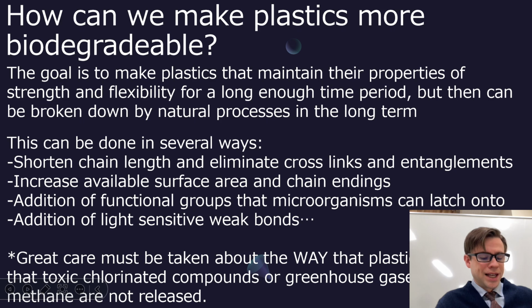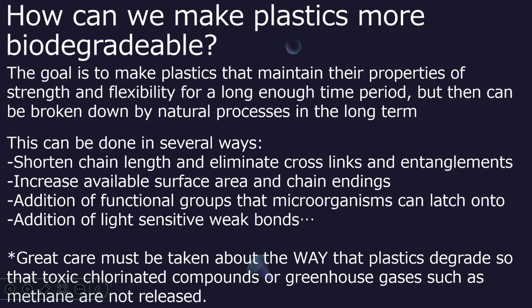And then addition of light-sensitive or weak bonds where we could maybe control when we want to break them down by shining some light of particular wavelength perhaps, or energy on them. But we have to balance this with the fact that all of these will weaken the polymer, right? So if we need strong things, this will make them weaker. We need to kind of balance or trade off.